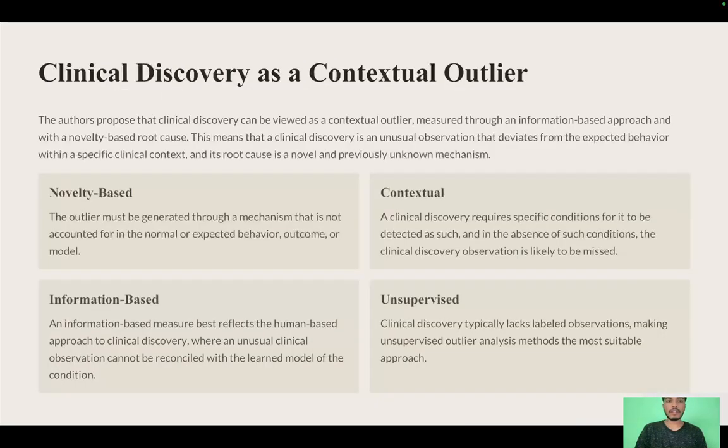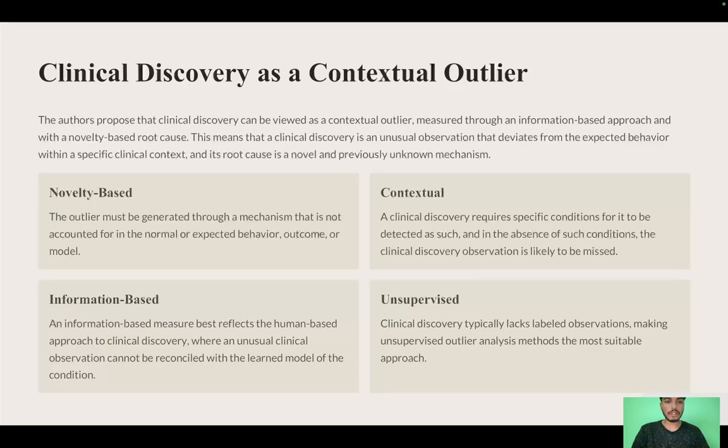Clinical discovery as a contextual outlier. The authors propose that clinical discovery can be viewed as a contextual outlier measured through an information based approach and with a novelty based root cause. This means a clinical discovery is an unusual observation that deviates from the expected behavior within a specific clinical context, and its root cause is a novel and previously unknown mechanism. The first one is novelty based, second one is contextual, third one is information based, and fourth one is unsupervised.